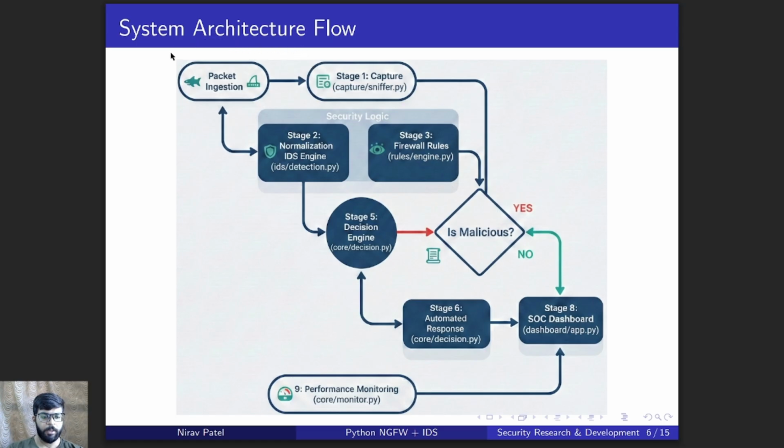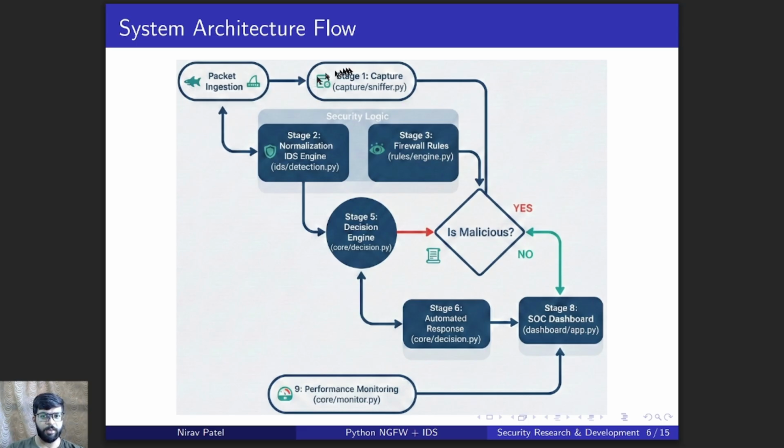So now let's come to the flowchart. Packet ingestion. The process begins with packet ingestion. The system continuously listens to the network interface and captures live packets in real time. At this stage, packets are raw binary data. No analysis is performed here. The priority is fast and efficient ingestion without packet loss.